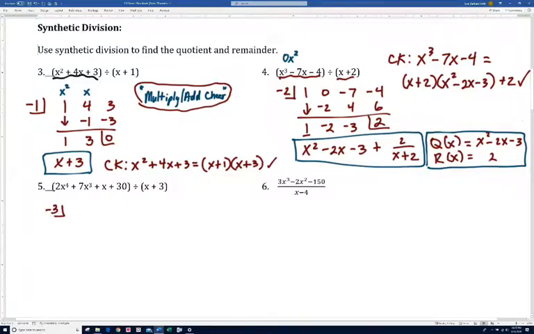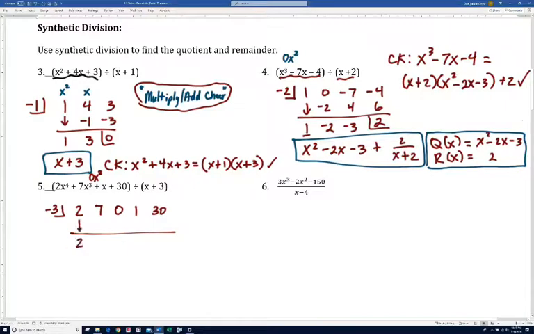All right, let's move on to 5 now. So we're going to put negative 3 in the box. Notice we don't have an x squared term, so I'm going to go ahead and put 0x squared. You're going to need a 0 in that x squared column. So again, if you forget to do that, your answer will be wrong. So it's really important that you watch out for that. So the coefficients, let's see, we got 2, 7, 0, 1, and 30.